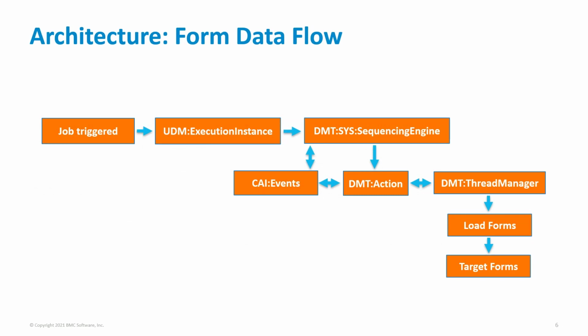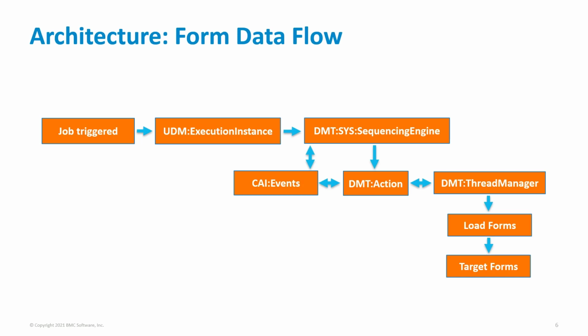So far, we came to know about the configuration forms and the transactional forms that are used during the UDM data load run. Now, let's look at how they interact with each other in the current slide. When the UDM job is created and run, an execution instance gets generated and stored in the UDM:ExecutionInstance form. Sequencing entries associated with the job are created using the out-of-the-box sequencing entry and get stored in the DMT:Sys:SequencingEngine form. These entries are triggered as per the sequence defined with the help of DMT:Action and CAI:Event transactional records.